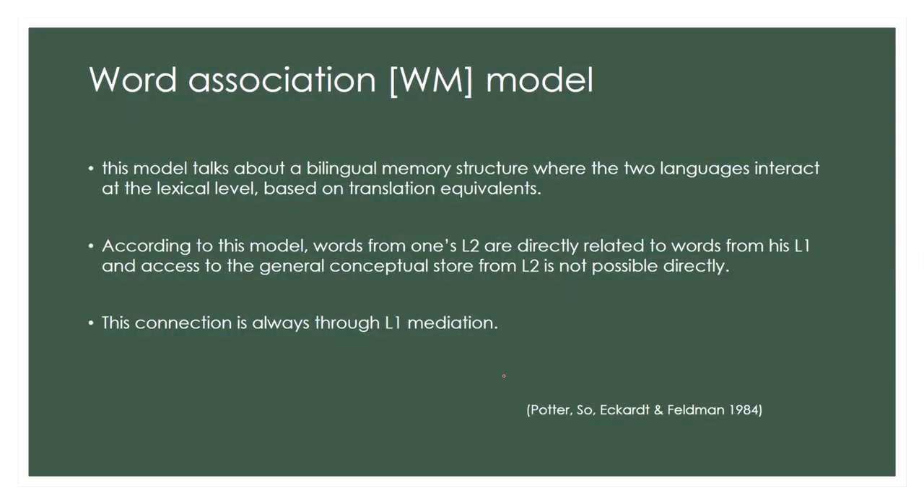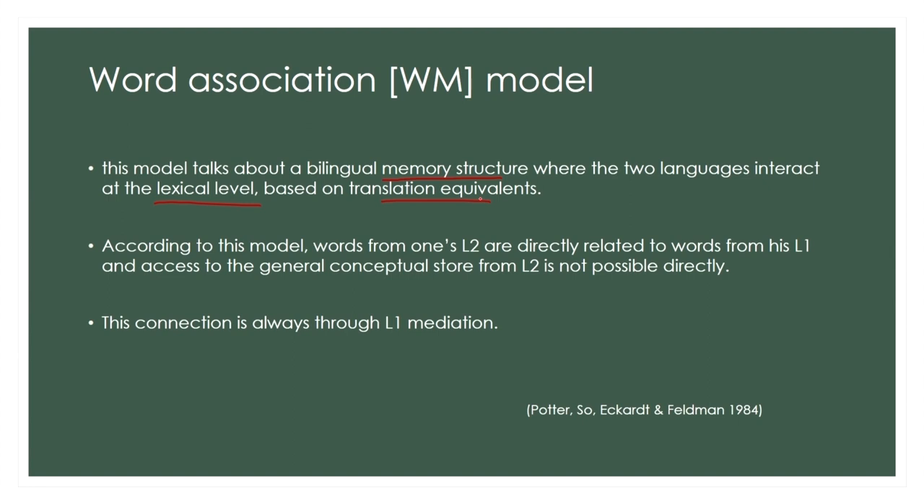Now there are various models. One of the oldest is called the word association model, or WA in short. This model talks about a memory structure where two languages interact at the lexical level. Bilinguals, two languages, how do they interact? They interact at the word level, the lexical level, and this is based on translation equivalence. According to this model, words from one's L2 are directly related to words in L1, because L2 cannot access the conceptual storage directly.